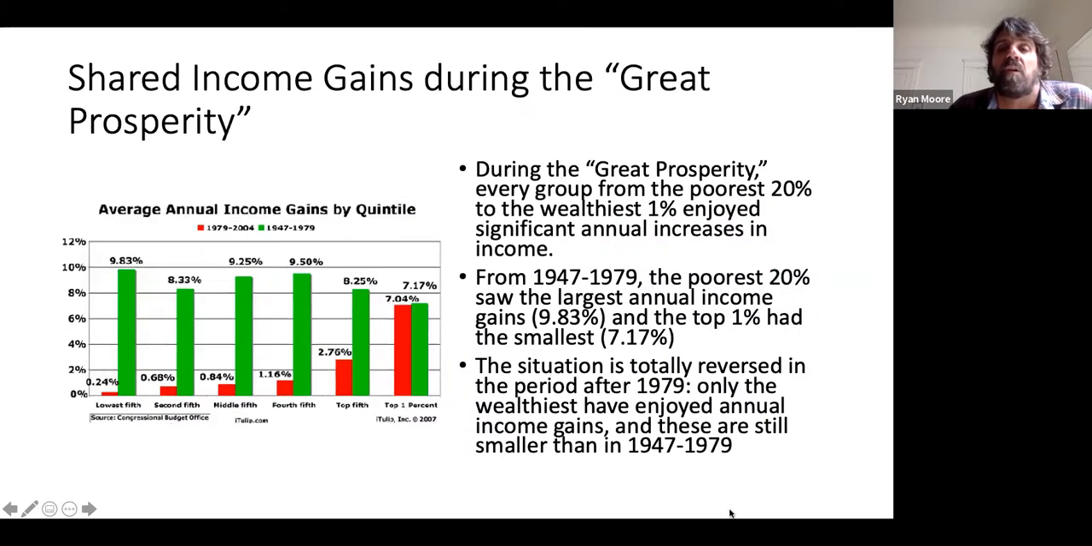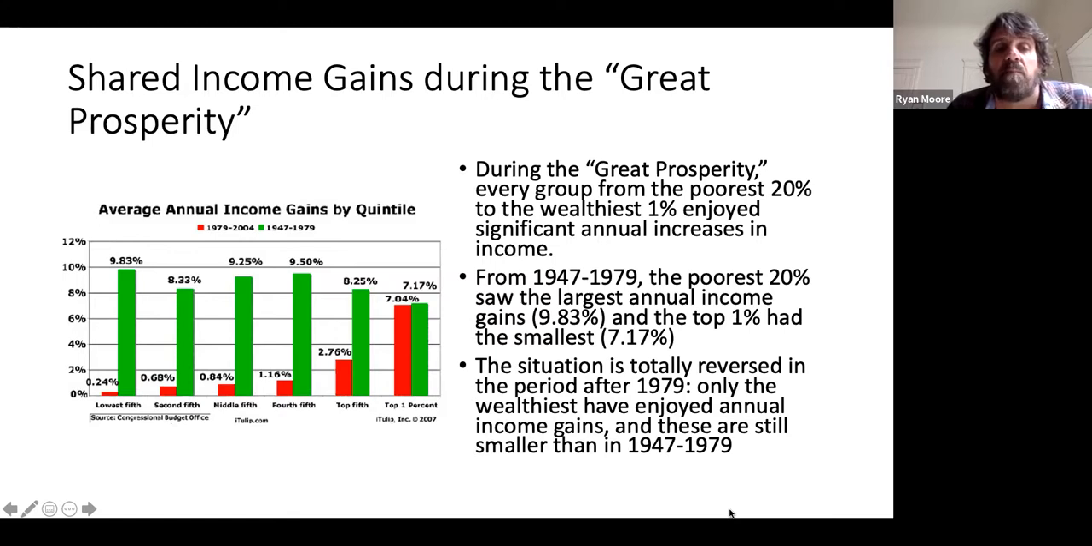Conversely, during the Great Prosperity, we see that this chart divides the population into five different groups, from the poorest 20% to the richest 20%, and then the top 1%. And it shows you two very different stories, that during this period, between 1947 and 1979, the green bar.